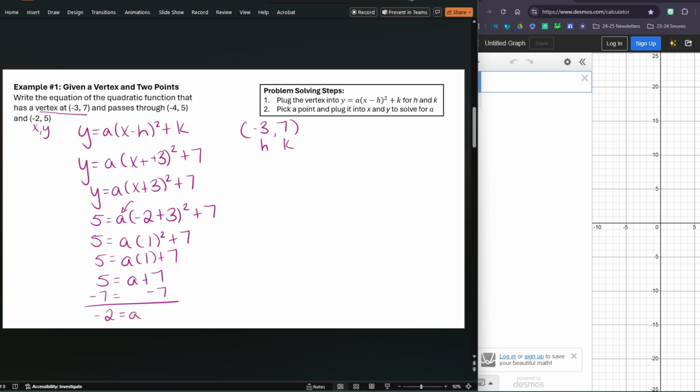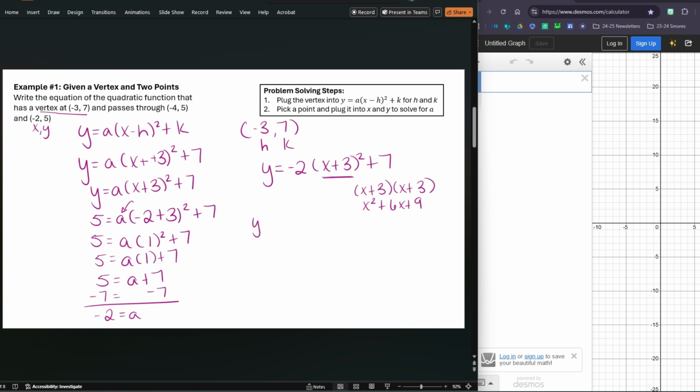If I plug everything back in, that means I have my equation in vertex form. So that's y equals -2 times (x plus 3) squared plus 7. So that's the equation in vertex form. Remember, if I want to, I can go ahead and convert this to standard form. I just need to expand this (x plus 3) squared. So remember, (x plus 3) squared is basically (x plus 3) times (x plus 3). And if you expand that out, you'll get x squared plus 6x plus 9. I'll leave that as an exercise for you to use FOIL or whichever method you prefer to multiply those two together.